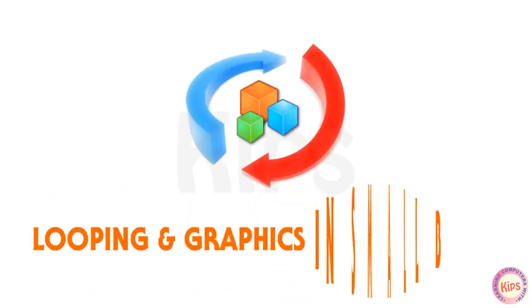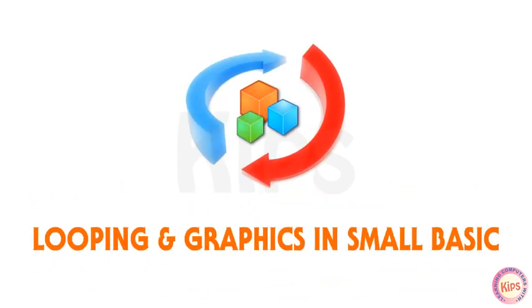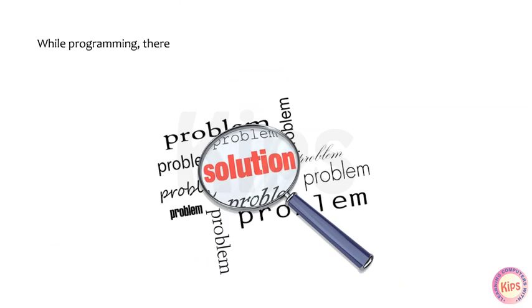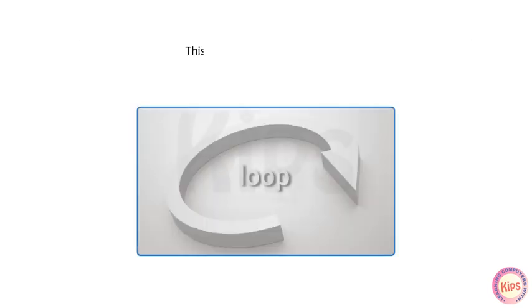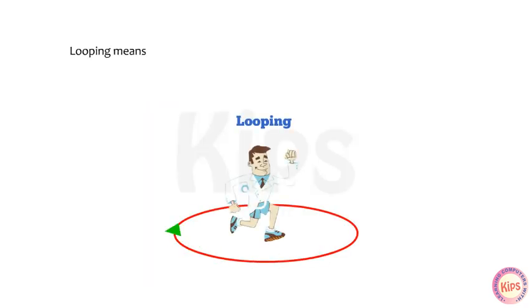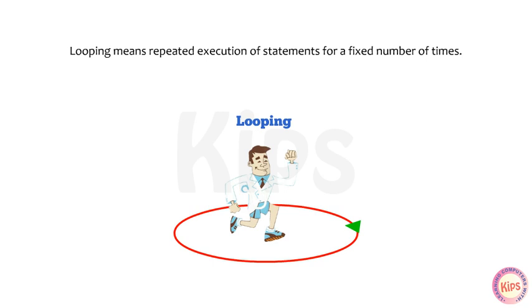Today we will learn about looping and graphics in Small Basic. While programming, there are situations when you have to repeat one or more statements a number of times. This can be done by using loops. Looping means repeated execution of statements for a fixed number of times.